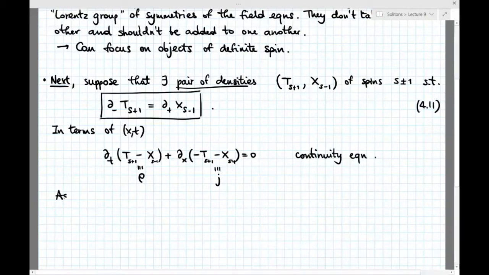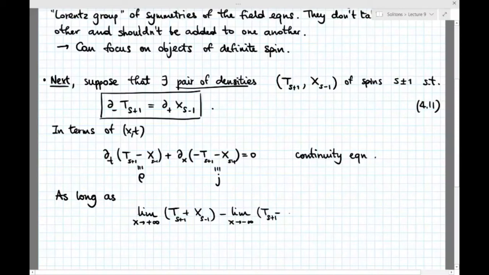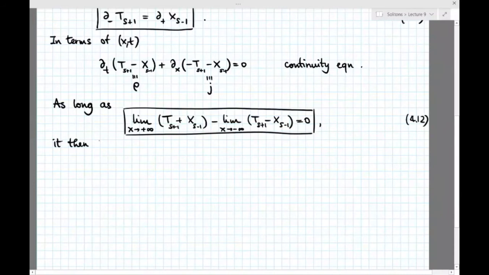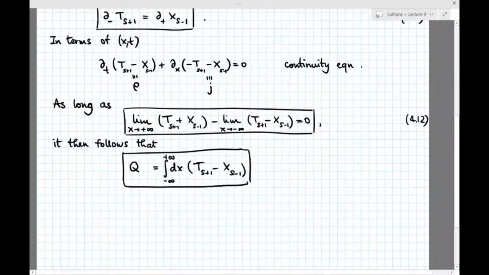And as long as the following condition on the limits of the current holds, the limit as x goes to plus infinity of T_{s+1} plus X_{s-1}, minus the limit as x goes to minus infinity of T_{s+1} plus X_{s-1}, is equal to 0 for all times, it then follows by the general argument of conservation laws that Q, the charge defined by the integral over space from minus to plus infinity of T_{s+1} minus X_{s-1}, the charge density, is a conserved charge.